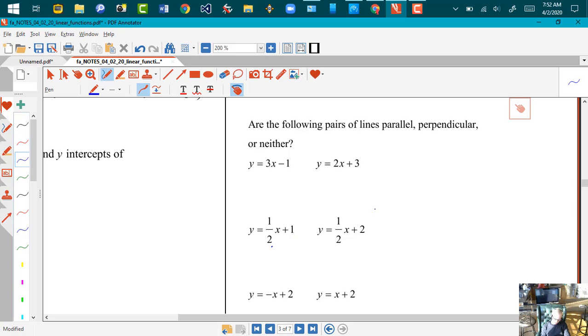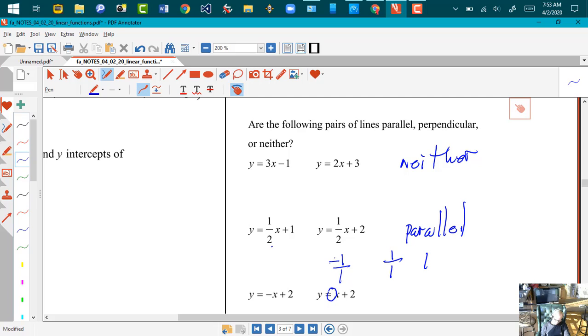This one is going to be parallel because they both have slopes of 1/2. This one is going to be perpendicular because -1 is actually the negative reciprocal of 1. So -1 is really 1 over 1. So the negative reciprocal of that is you would change the sign to make it positive and then flip the numerator and denominator. So you really still end up with 1 over 1, or just 1.